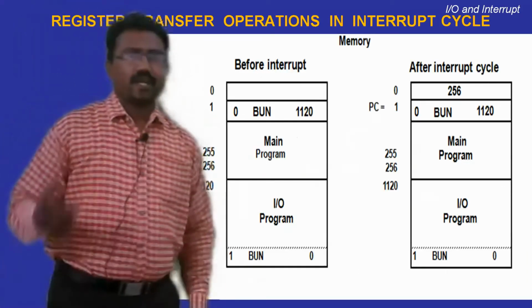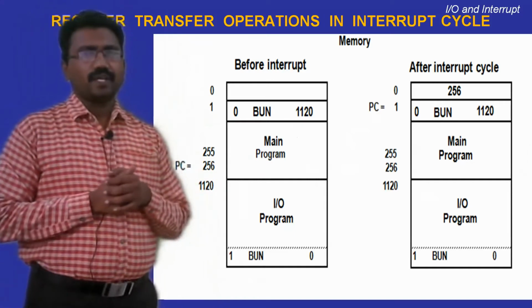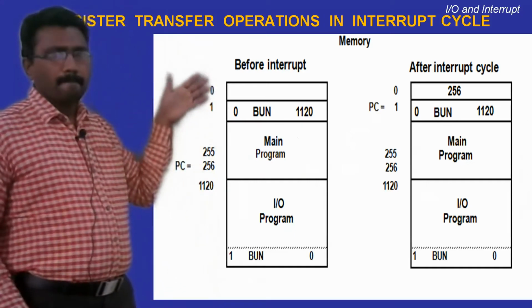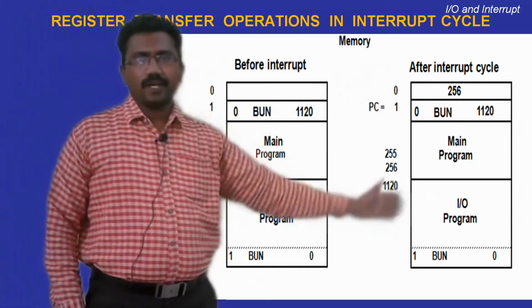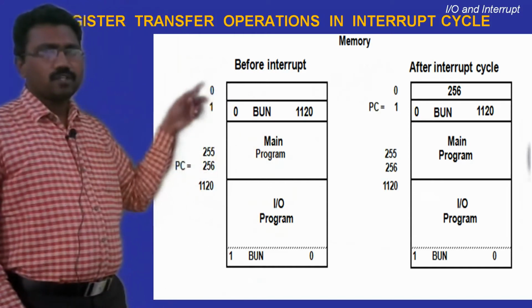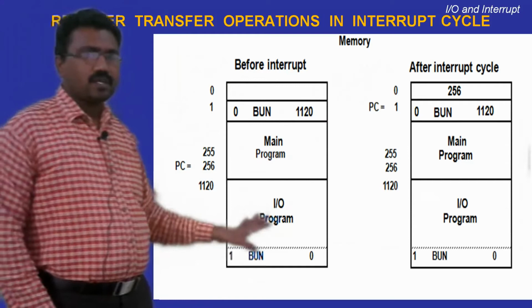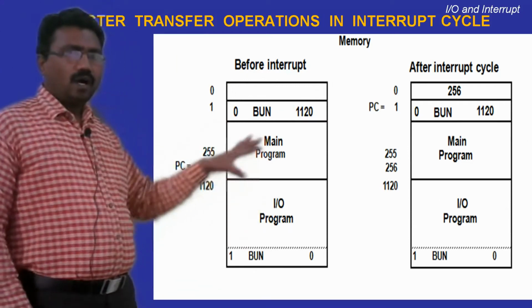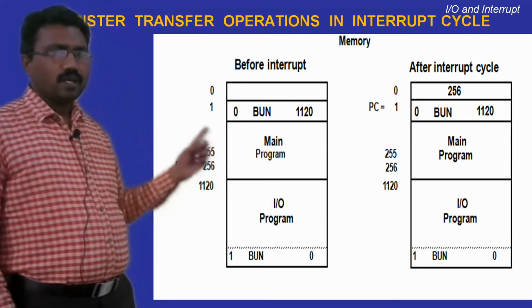Next we'll see one example: interrupt cycle example. This is the memory before interrupt, and this is the memory after interrupt. Here 0, 1, 2, 255, 256 are the memory addresses, and these are the memory words. Assume this is the main program, and this is the input output program. Is it clear?